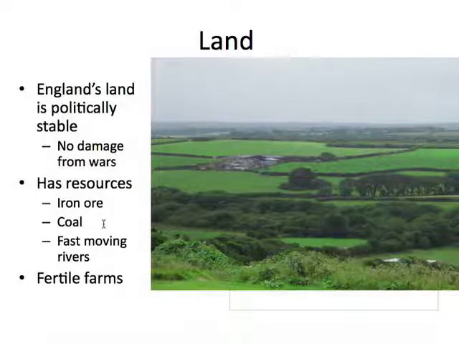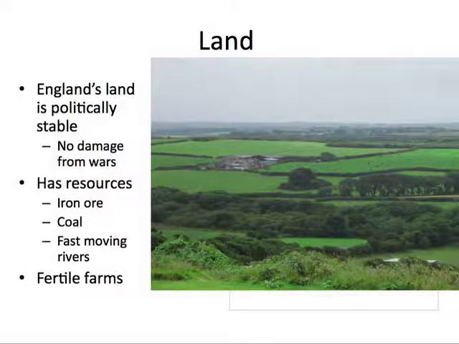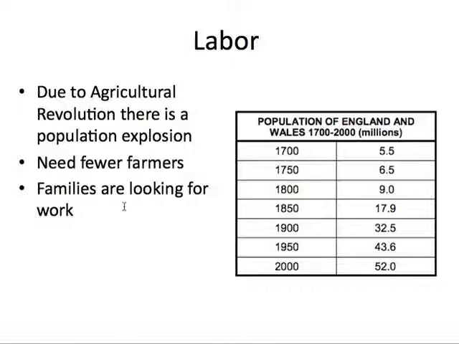Coal is also powering the steam engines. And you have these incredibly fertile farms because of enclosure, because of crop rotation, because of the Columbian Exchange. And here's a picture of those very, very fertile farms. Labor. Due to the agricultural revolution, there's a population explosion, and you need fewer farmers. Families are looking for work. The Industrial Revolution begins around 1800, and it's continuing on to this day.